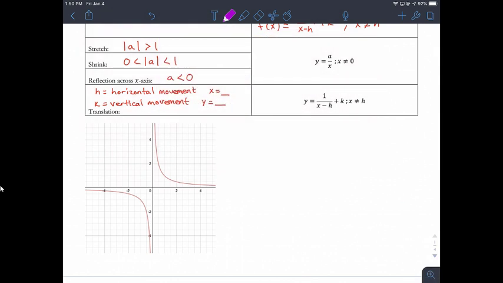Your asymptotes of your graph are going to be the vertical and the horizontal lines that your graph tends toward but doesn't cross in its end behavior. And when we're talking reciprocal functions, you've got two asymptotes. One of them is called the horizontal asymptote. And the other one is called your vertical asymptote.